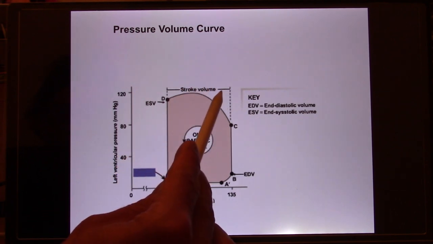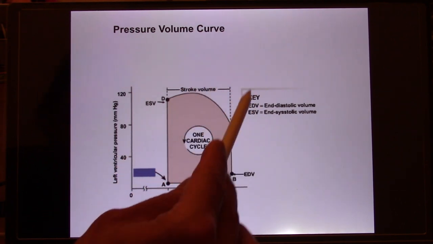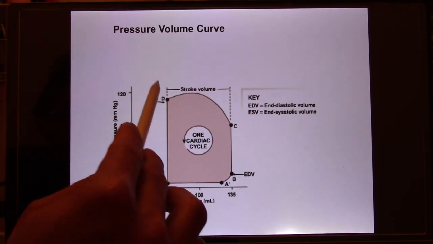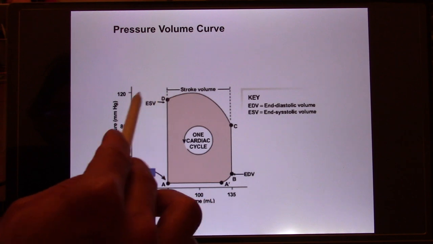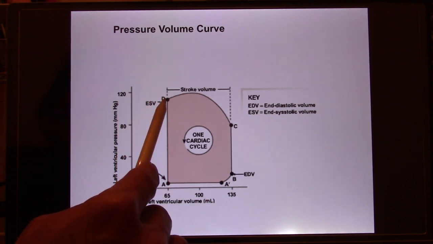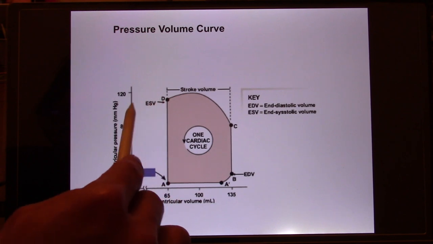So when you start to increase exercise, you find, okay, this is going to shift to the right. Stroke volume will increase, and more blood will be sent out. But at rest, you can go to this point, D. So that's when the semilunar valve closes. And that's the end systolic volume.